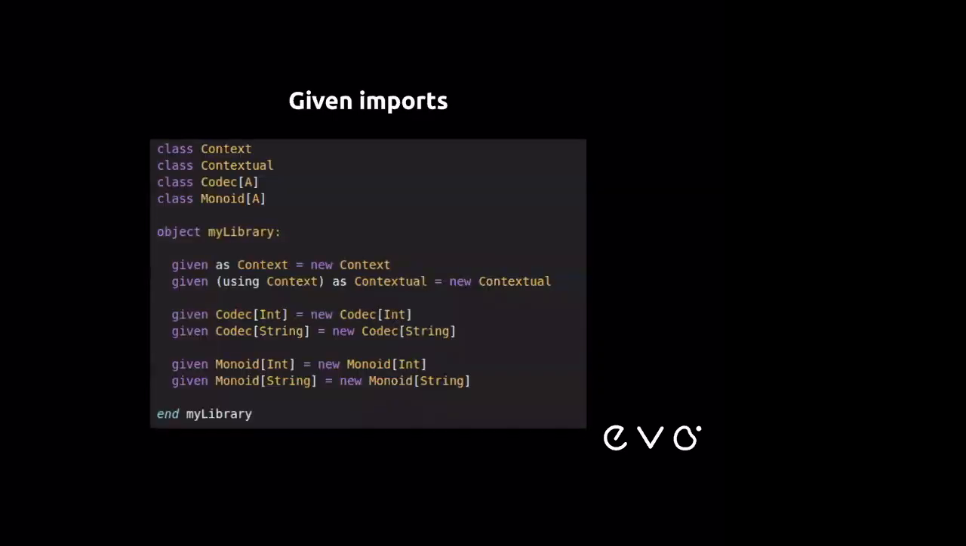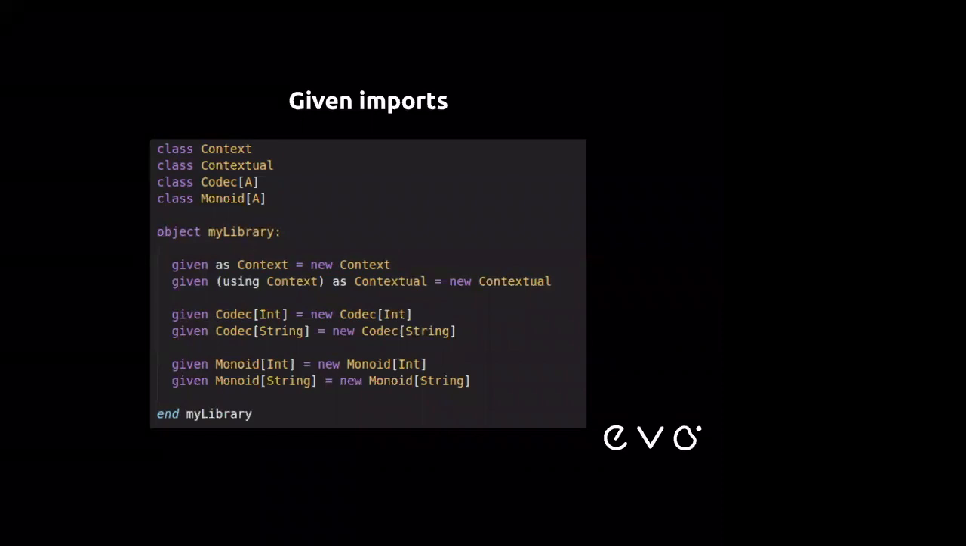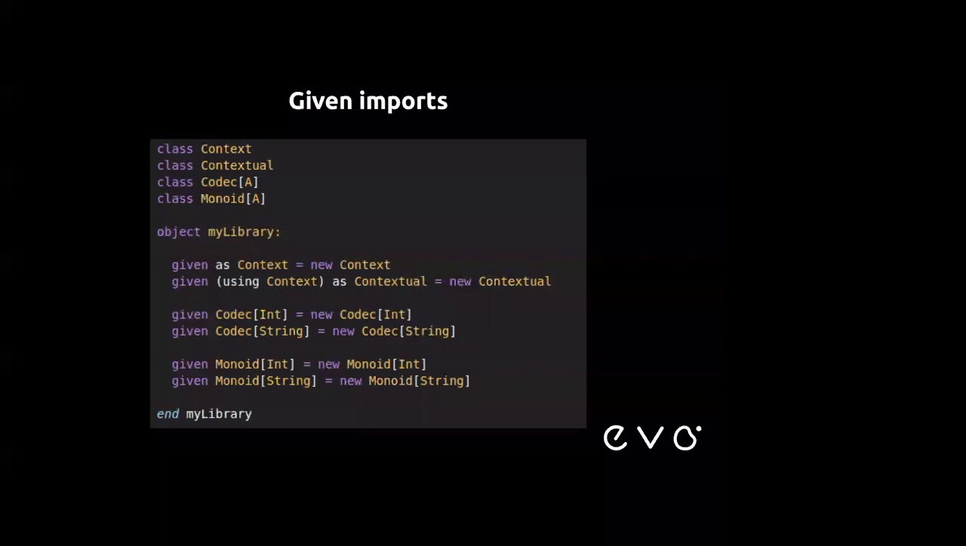Then given imports. Let's imagine we have some kind of library providing 4 kind of given instances, some contextual stuff, codex, and monoids. Let's say we have those given instances in object called my library. We have context, contextual stuff depending on given context, codex and monoids for ints and strings.